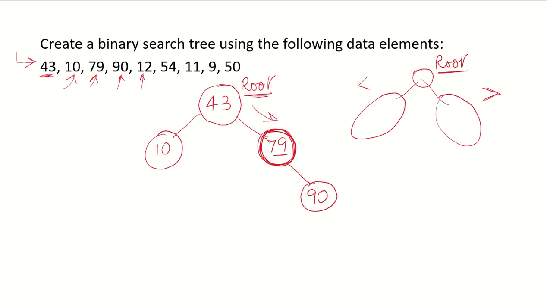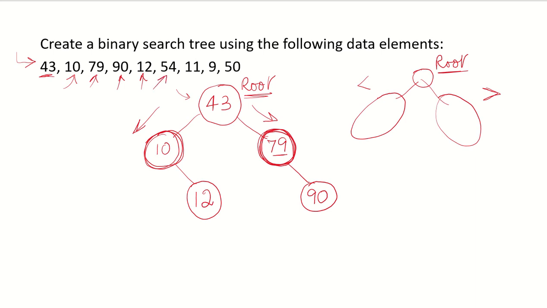The next element is 12. Comparing this with the root node, we say that 12 is smaller than 43, so it will go on the left subtree. We compare it with the next node, which is 10. 12 is larger than 10. That means 12 will go as a right subtree node of 10.